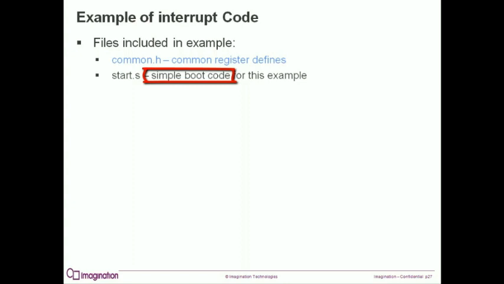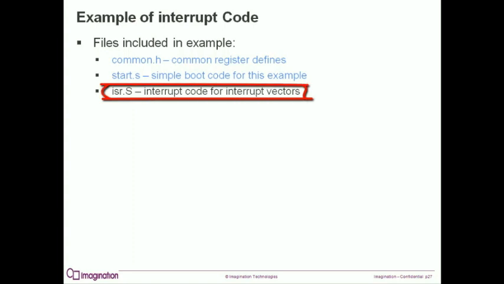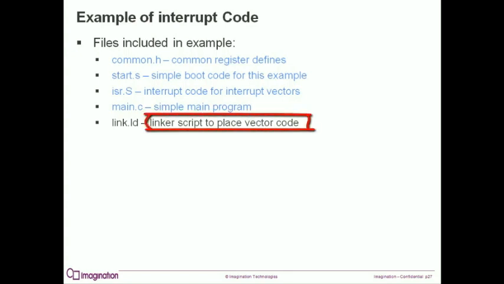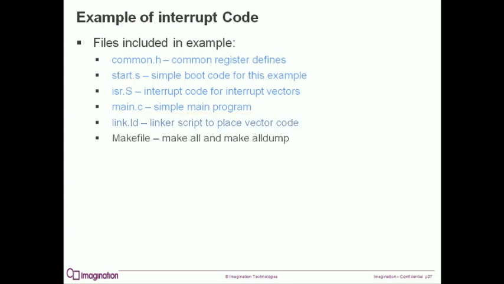Start.s is simple boot code to show you how to set up the CPU for interrupts. ISR.s contains the actual interrupt code that is placed in memory at the interrupt vector addresses. This will show you how to write the assembly code part of the interrupt, and along with the linker file, how to build the code so it will be placed in the proper locations in memory. Main.c is just a simple program to exercise the interrupt. Link.ld shows you how to place the code in the correct memory addresses. The makefile is a simple makefile to build the project.